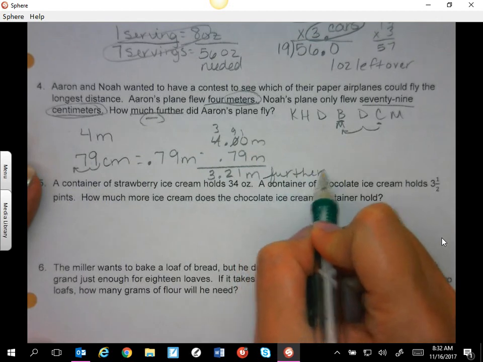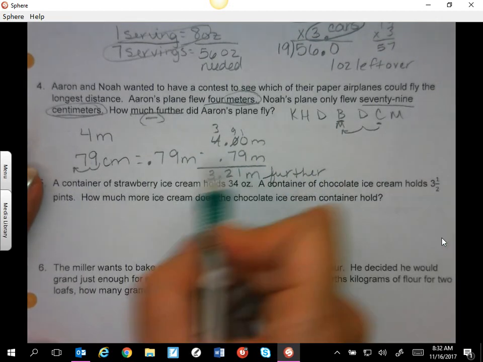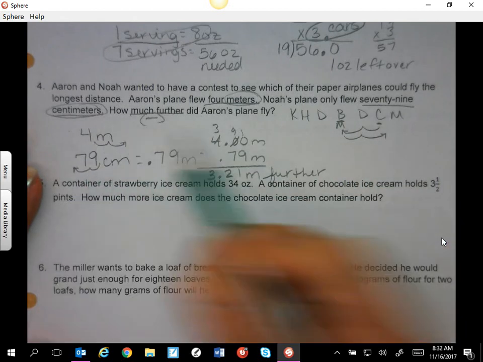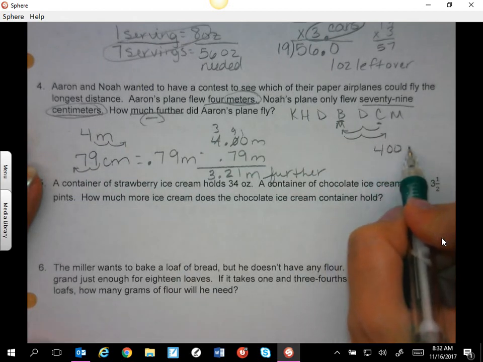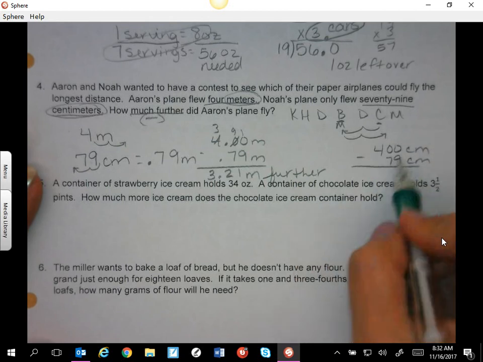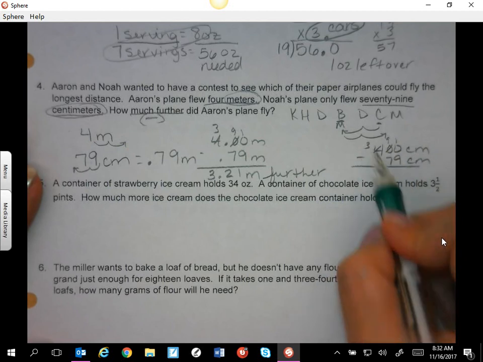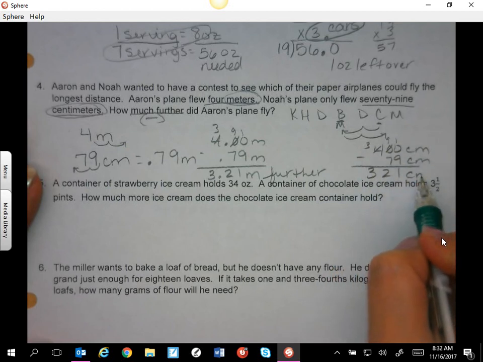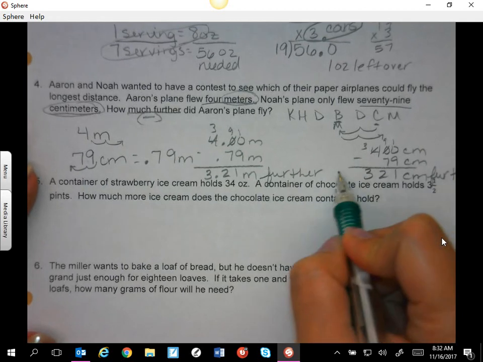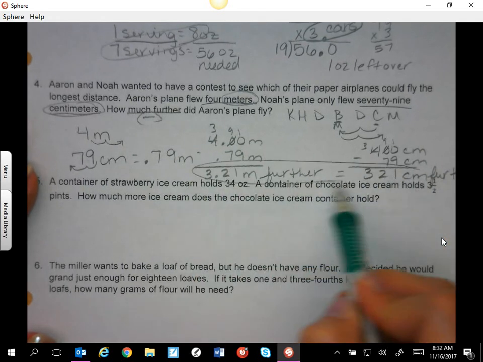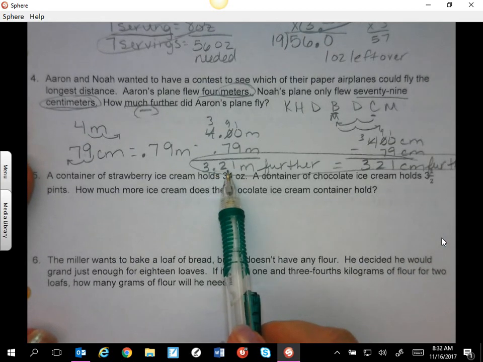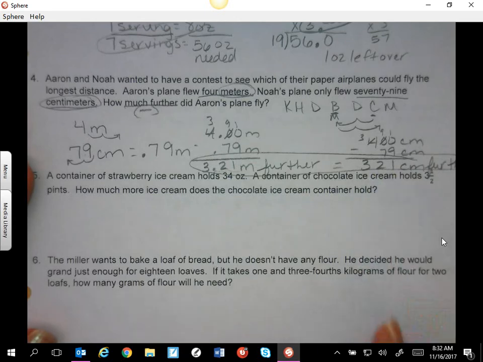Or if you wanted to do centimeters, meters to centimeters is 2 to the right. We could say 400 centimeters minus 79 centimeters. Again, you're going to borrow. 321 further. And if you look, these are equivalent, right? Meters to centimeters is 1, 2, which would give us that 321.